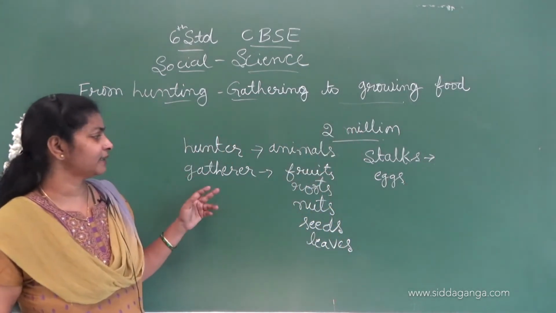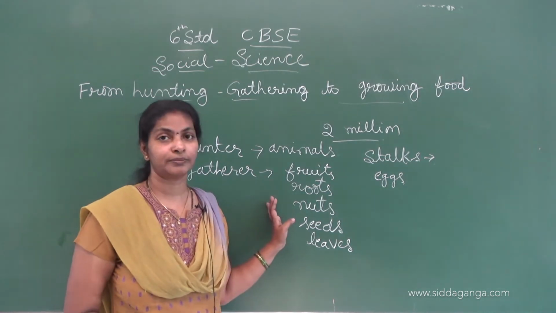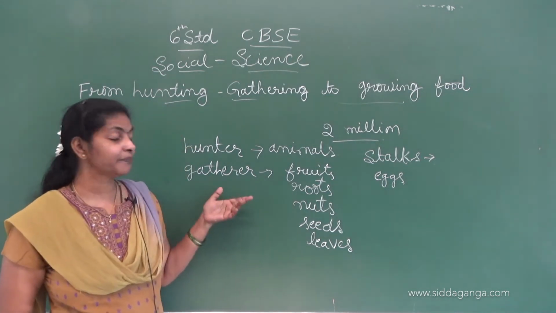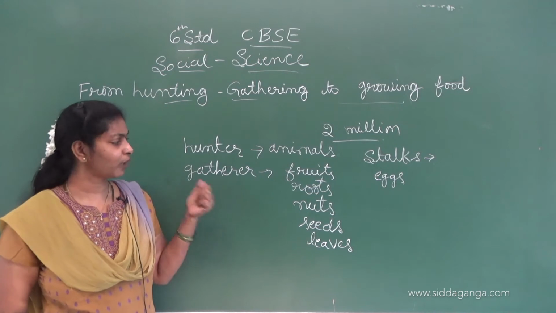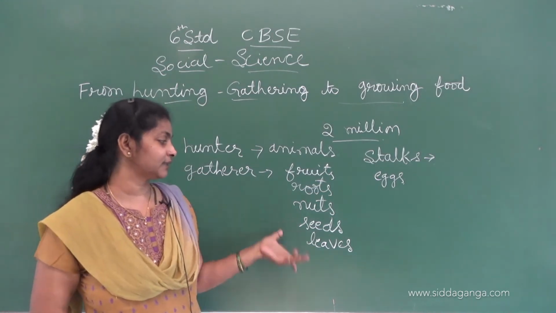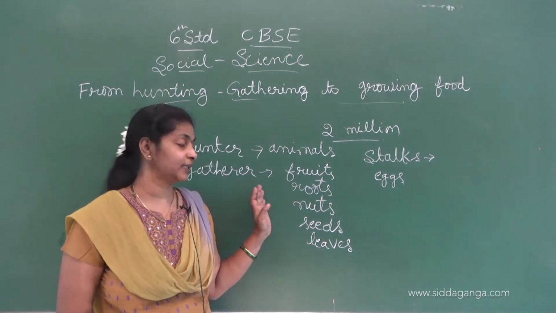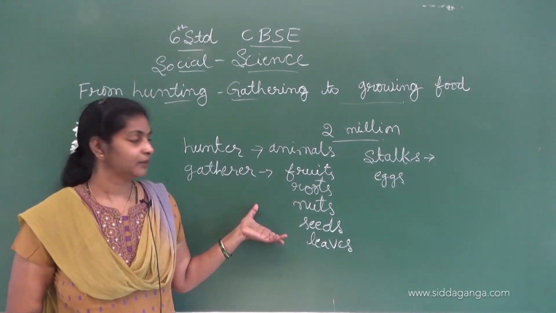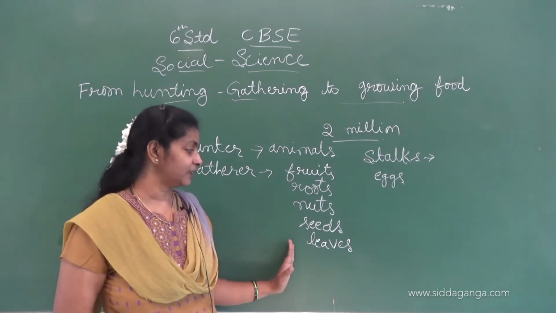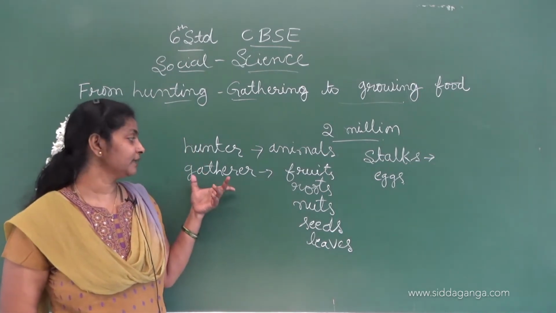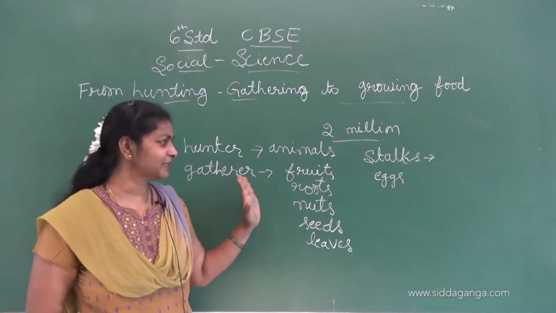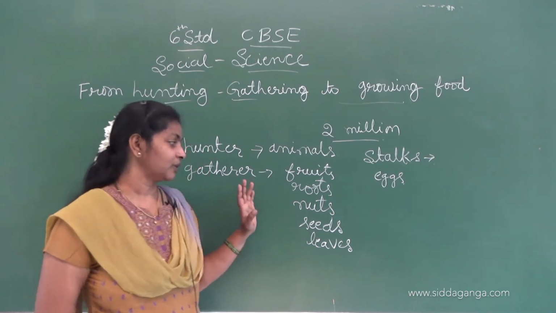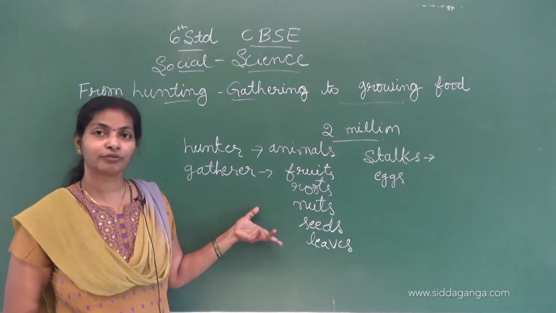Why did they gather these goods? They collected them from the forest for food. They wanted to eat all these things. For that purpose they gathered, that is, collected, these food items from the forest.